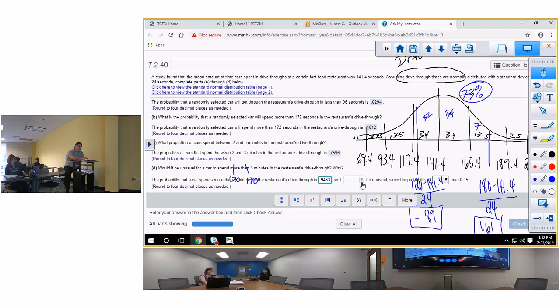Now, yes, it's going to not be unusual. Why is it not going to be unusual? Because 95 percent is greater than what? 0.05. 5 percent. And you feel good about yourself.